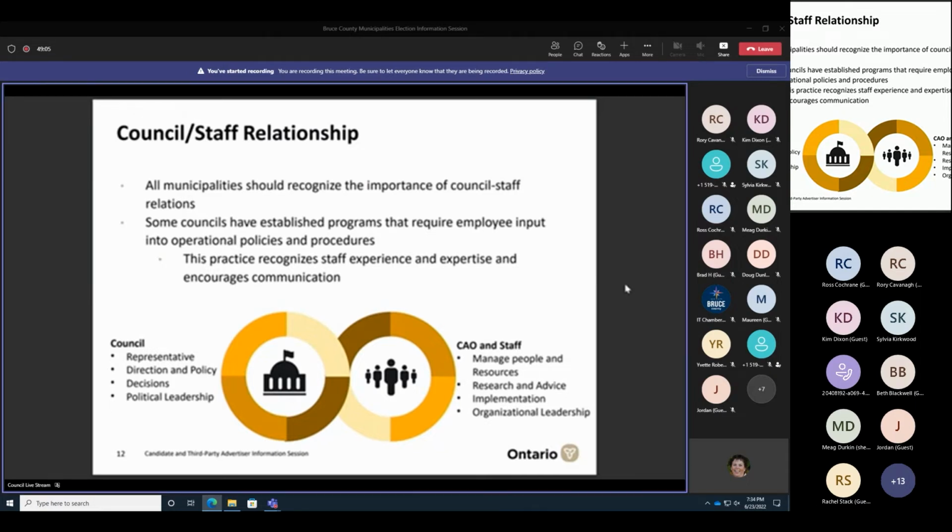The relationship between staff and council is interconnected, and it is important for council members and staff to respect one another's roles so that they can serve the public in an efficient and effective manner. Municipalities are required to adopt a policy on the relationship between members of council and municipal staff. The municipalities have the flexibility to determine the content of these policies. Next slide, please.